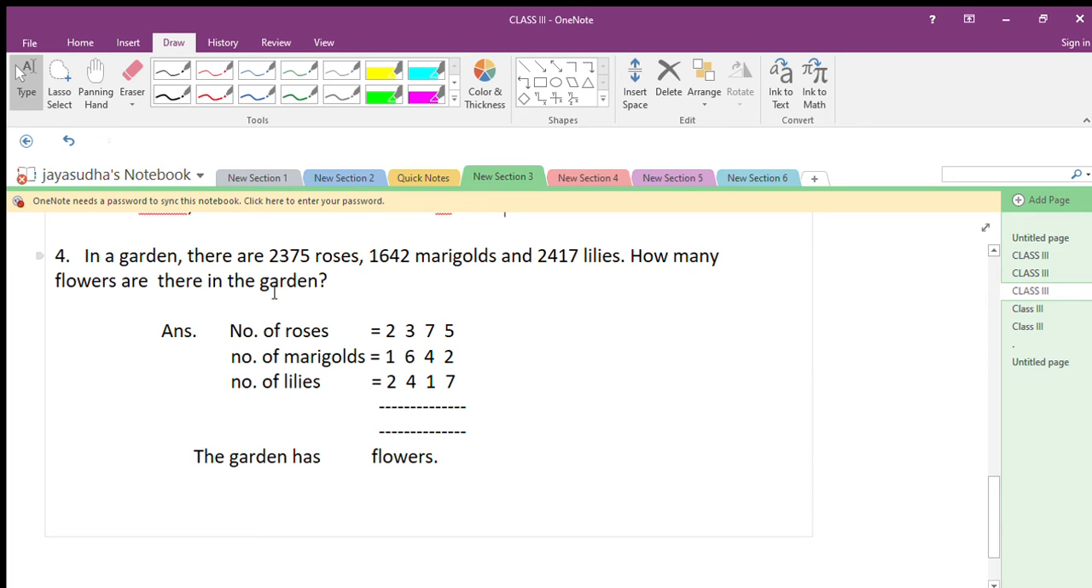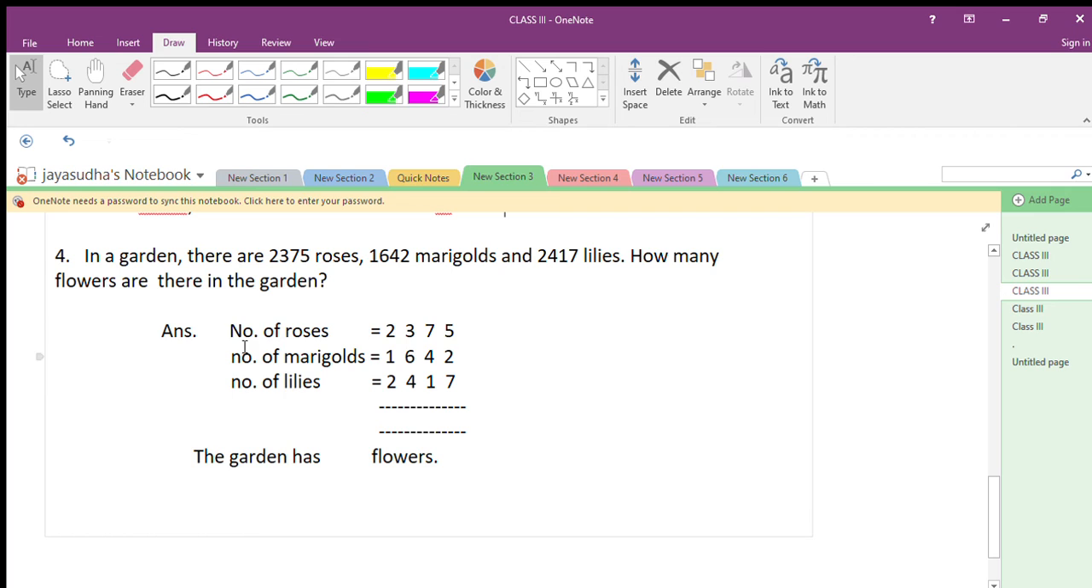So in this question, in a garden, there are 2375 roses and 1642 marigolds and 2417 lilies. Okay, so how many flowers are there in the garden? This is a very big garden, I think. So many flowers, and the number of flowers is also more. So the total number of flowers you want to find out.